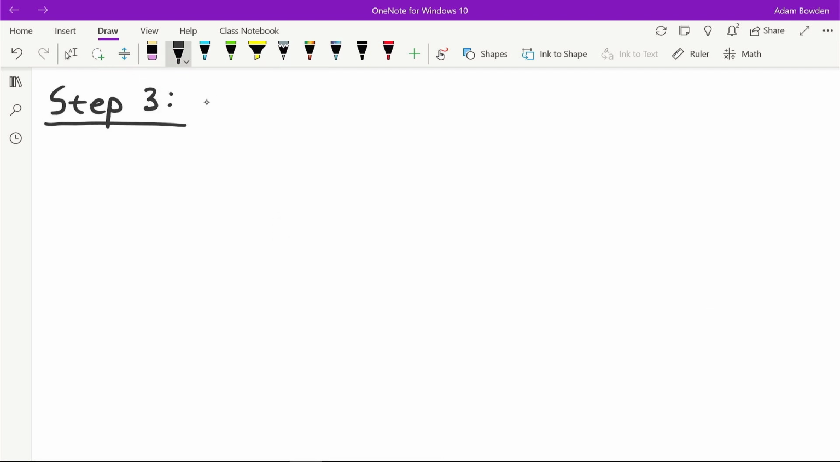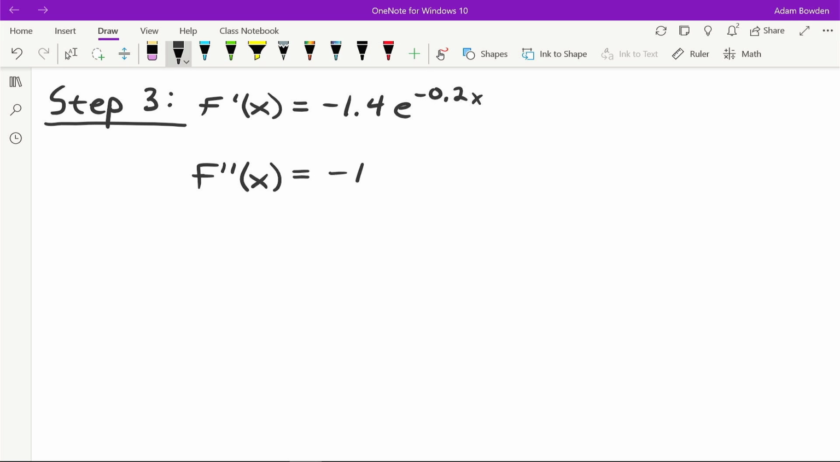The next step, we're going to find the second derivative. So before we find the second derivative, let's consider the first derivative that we just found. F double prime of x would be equal to negative 1.4 e raised to the negative 0.2x times negative 0.2, which again, when I multiply these numbers together, we'll get a positive 0.28 e raised to the negative 0.2x.